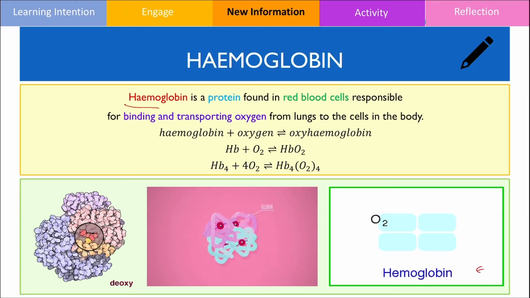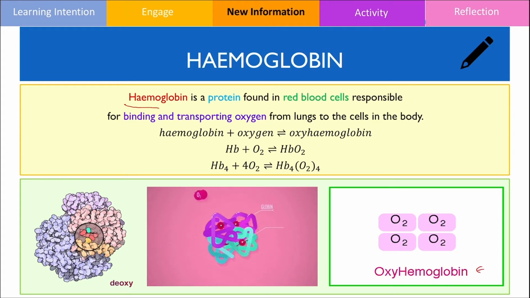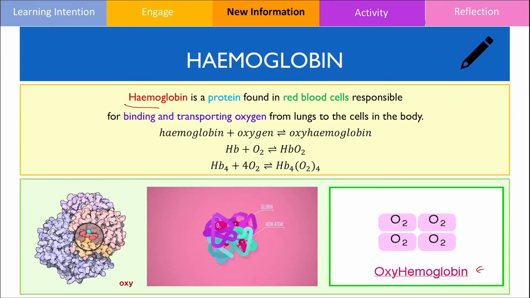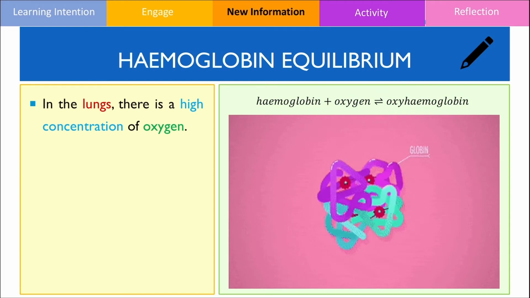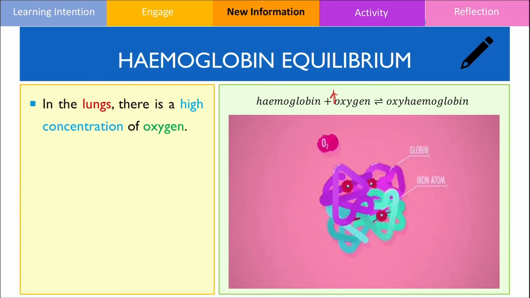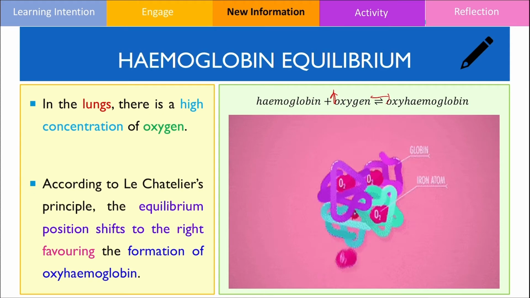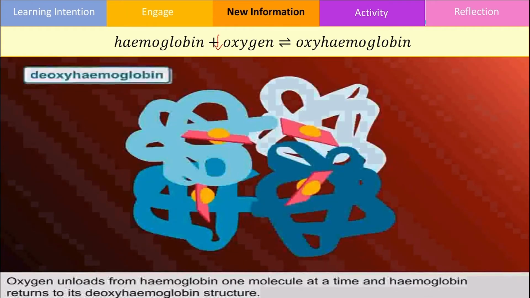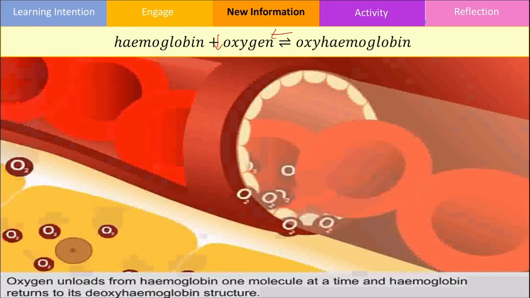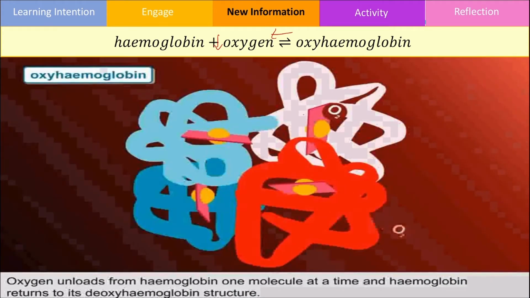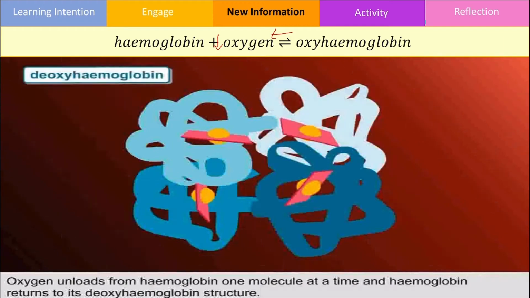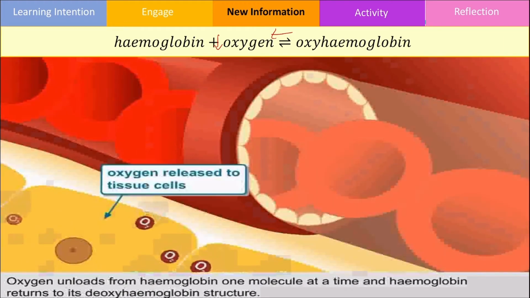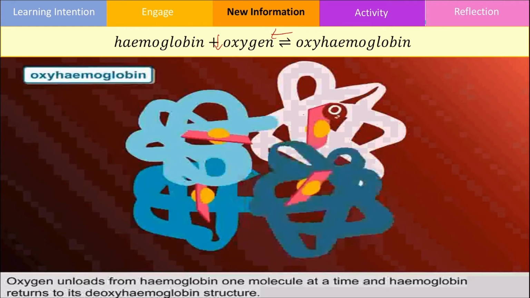The dynamic process in which hemoglobin attaches and releases oxygen can be explained using Le Chatelier's principle. In the lungs, there's a high concentration of oxygen, so equilibrium will shift to the right, favoring the formation of oxyhemoglobin. However, as the red blood cells are transported away from the lungs, the concentration of oxygen decreases. The reverse reaction is then favored, which releases oxygen. Consequently, the cells are able to uptake or absorb the oxygen, which is then used for cellular respiration and for the cell to perform its biological functions.